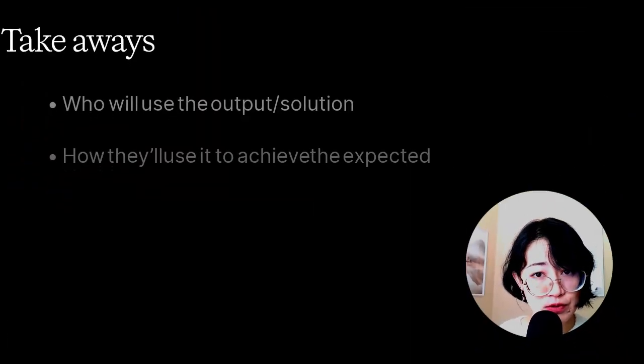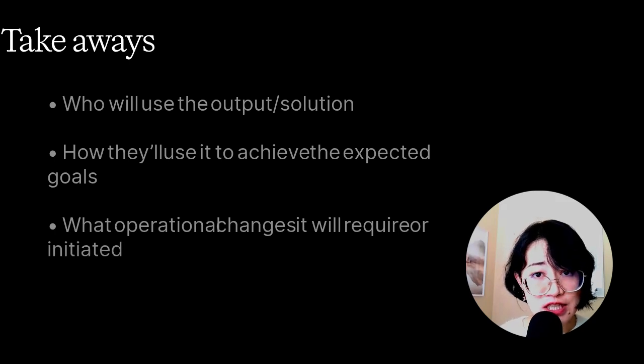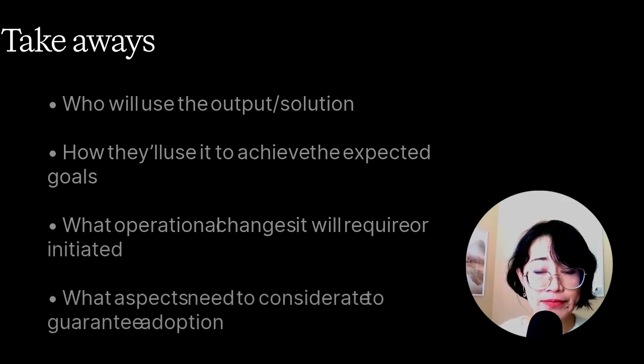The takeaway: when you place a product requirement, you need to have a sense of, first, who will use the outputs or the solution. Second, how they will use it to achieve the expected goal in an operational way. Third, what operational change it will require or initiate. Last, what aspects need to be considered to guarantee future adoption.